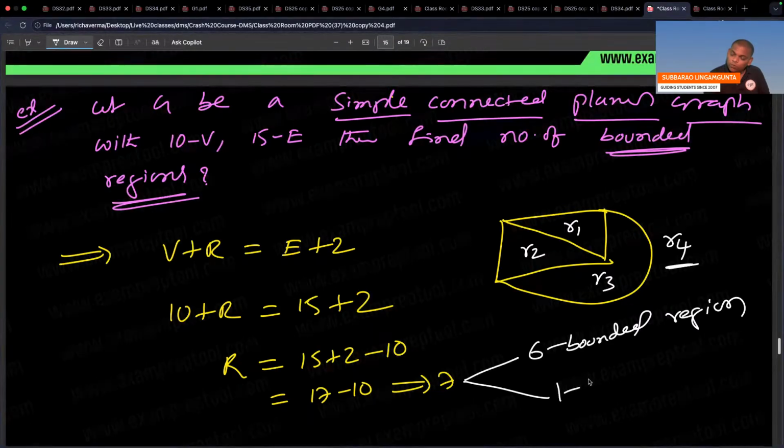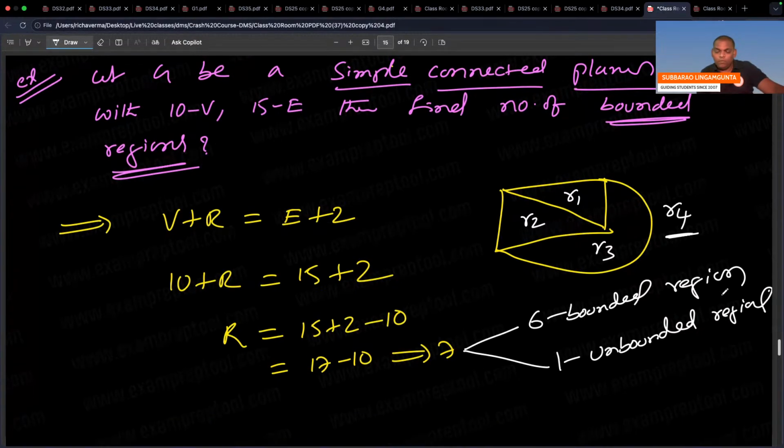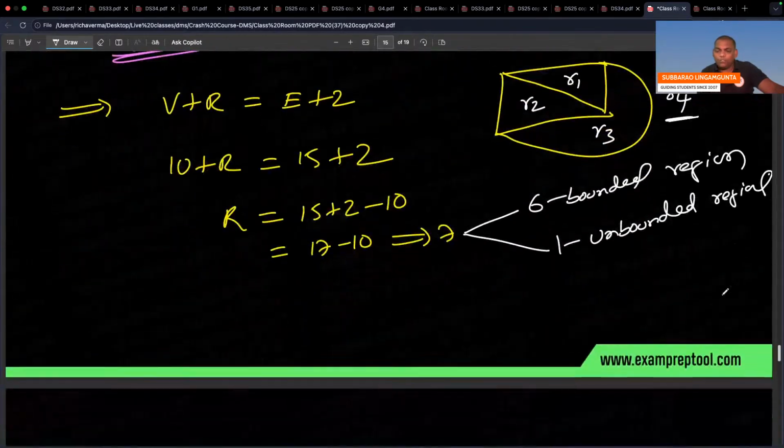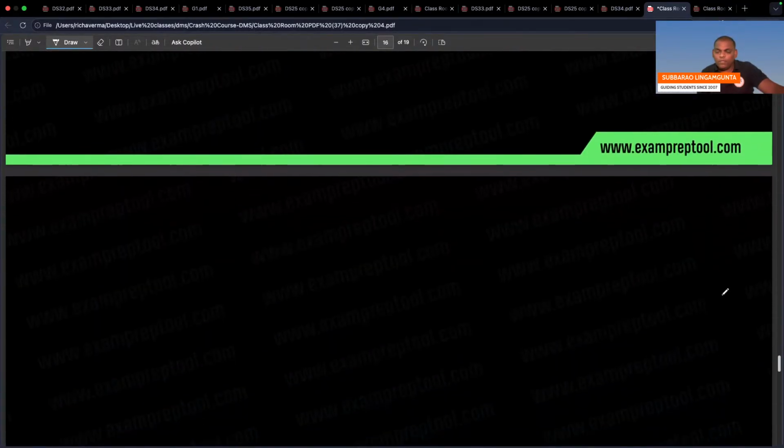1 is going to be the unbounded region because it is outside. Perfect. Okay, I hope you got it. I want to clarify this point also.